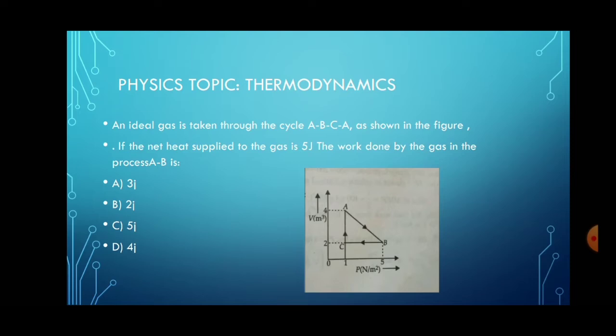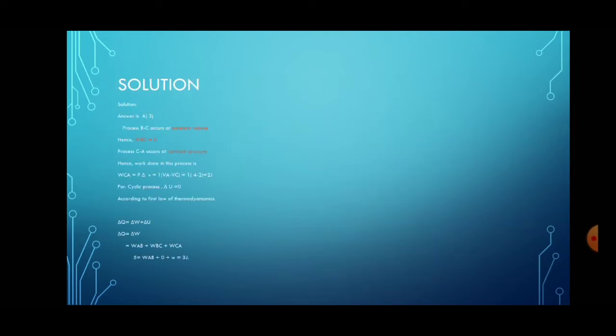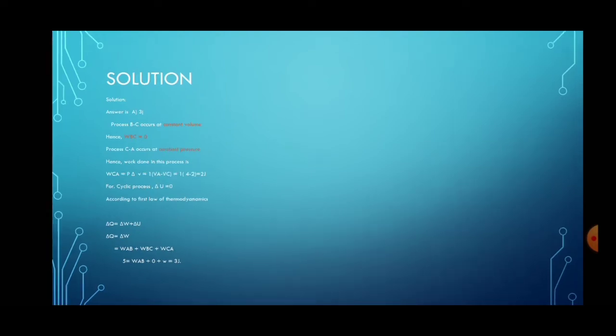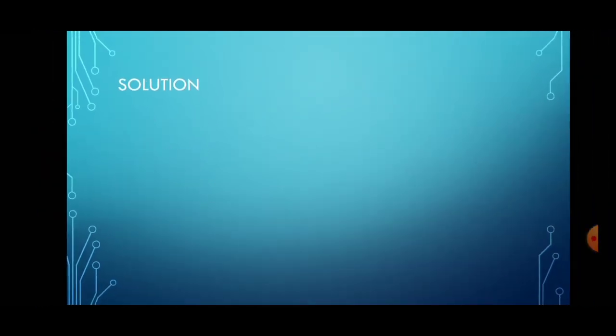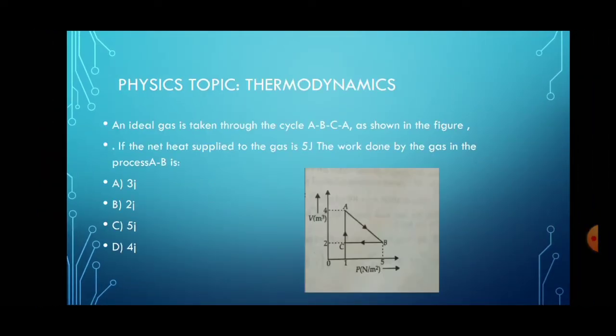Our work done at BC: we know that BC is an isochoric process. Volume is constant, change in volume is 0. Therefore, the work done at BC is 0. Let's look at process CA next. The work done at CA has taken place under isobaric conditions. Therefore, the pressure is constant, and for the work done we can apply the equation P delta V.